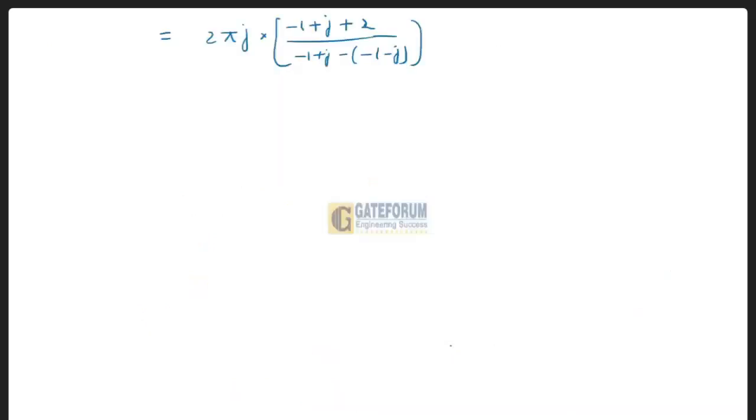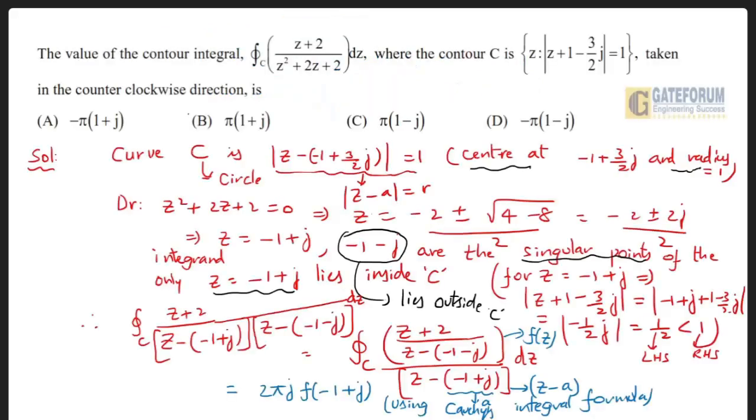Now this simplifies to 2 pi j, numerator 1 plus j, divided by denominator. Minus 1 plus 1 got cancelled. This is 2j. The prefactor 2j cancels. You will be getting pi times 1 plus j. Okay, so this is the answer. Accordingly, the option is B. This is the end of the question.